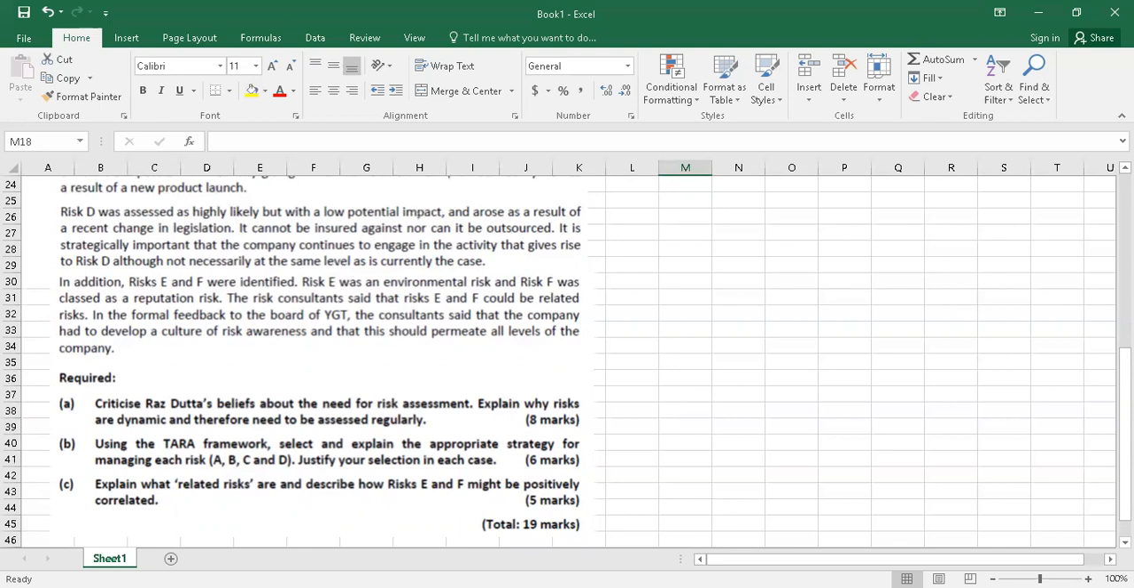Raj Datta feels that the past will prevail in the future, but the situation that is explained in the case study indicates that it is not the same thing. New changes are anticipated to happen, new risks are emerging. Therefore, it is important to take up a risk assessment. Explain why risks are dynamic and therefore need to be assessed regularly. In a generic sense also you can talk about it.